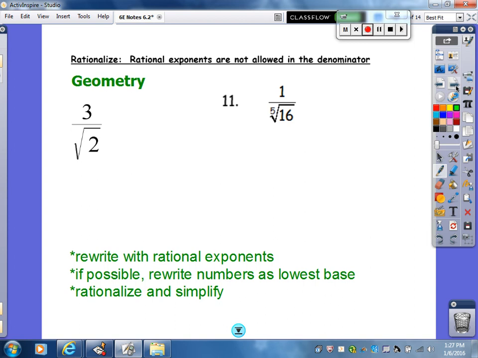So let's look at the problem. This is not on your notes, but let's look at the problem from geometry. You had to rationalize something like 3 over the square root of 2. We've been doing this with square roots. We're just changing our indexes now. Let's think about this as an Algebra 2 question.